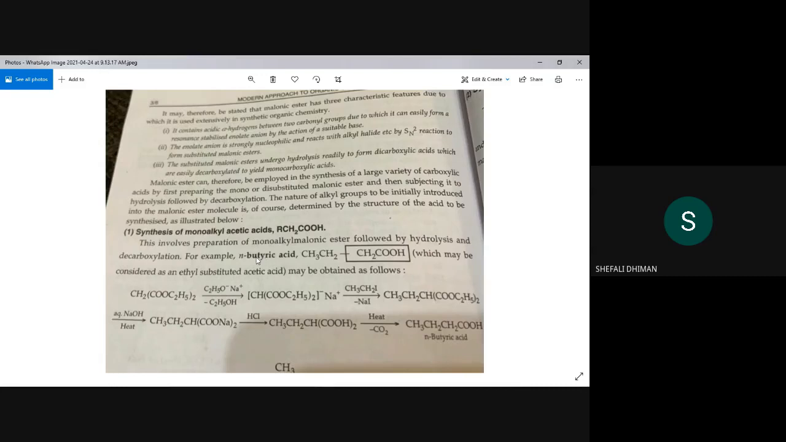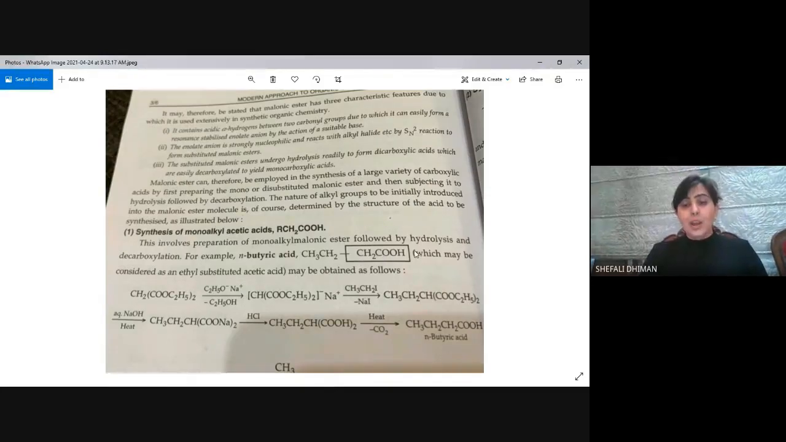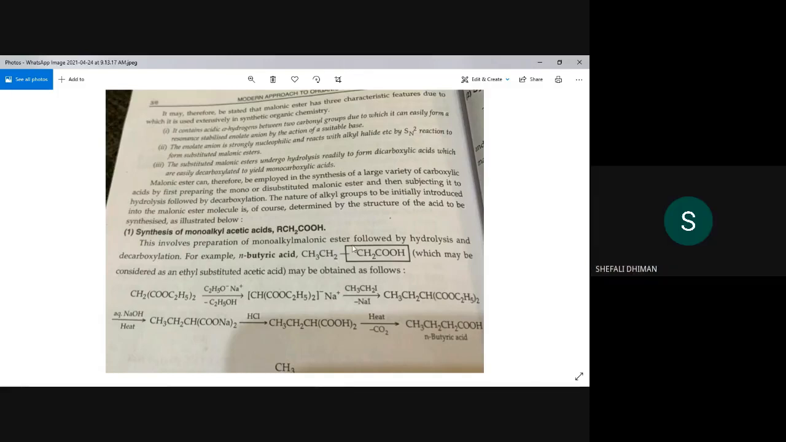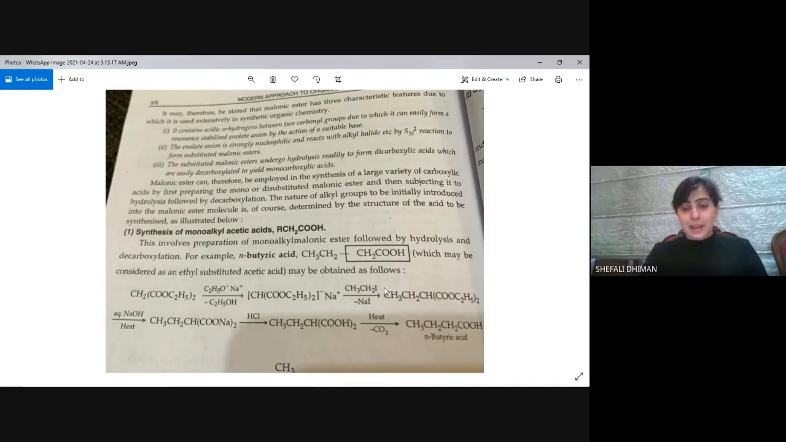Now, since you have to prepare n-butyric acid, which is CH3CH2CH2COOH, remember, the CH2COOH group, which is written in the box, comes from the malonic ester, and this group CH3CH2 comes from the RX alkyl halide with which we are doing the substitution. That means CH3CH2X, which is ethyl iodide, I've taken as the alkyl halide.